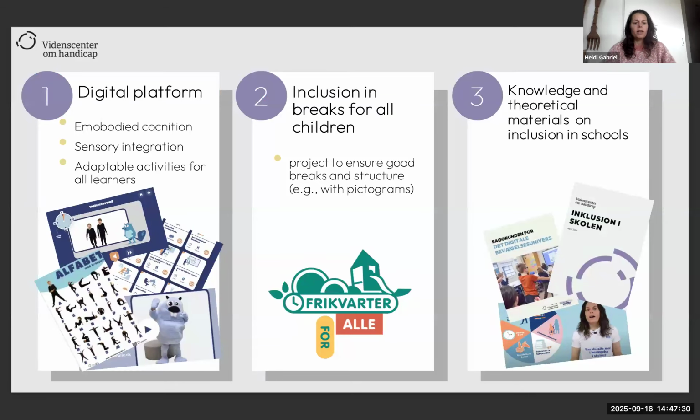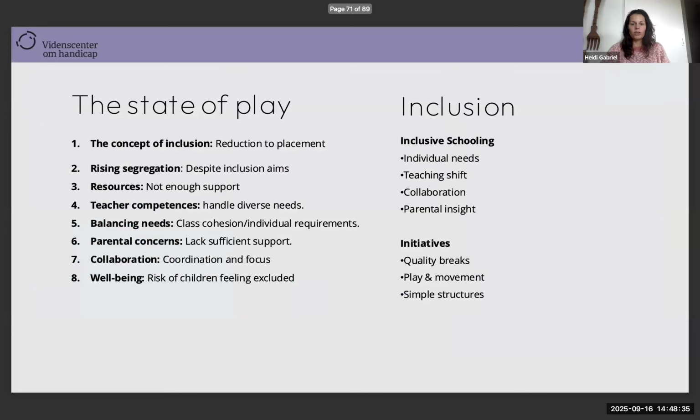Here are a few examples that we are currently working on. The first is a digital platform where we work with embodied cognition, which is really important to include more and get more participation for all students. Then also sensory integration is a big part of including more children in the schools. And then, of course, adaptable activities for all learners, and teaching the teachers to know how to adapt activities. Our newest project is inclusion in breaks for all children. That is a project to ensure good breaks and structure, where we work with pictograms and other structure programs during the school day to include more children. And of course, we also have a lot of knowledge and theoretical materials on inclusion in schools. Please go to the next one.